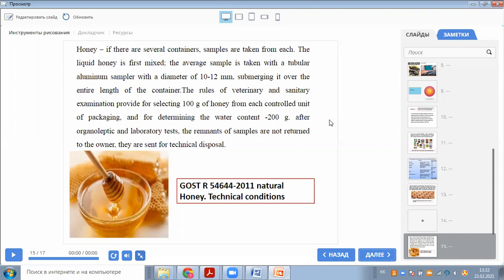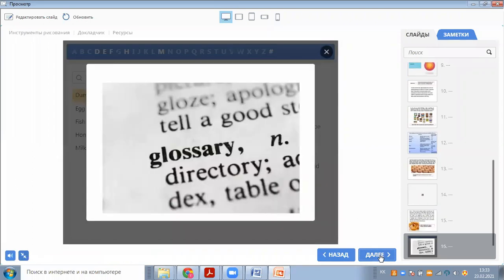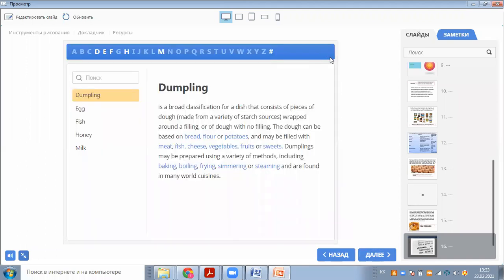And then using the GOST of the Russian Federation 54644 2011, and the name is Natural Honey Technical Conditions. And according to this lesson, you can use many new words. For example, dumpling.